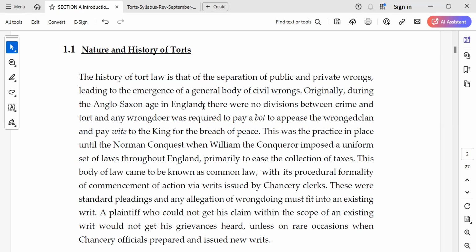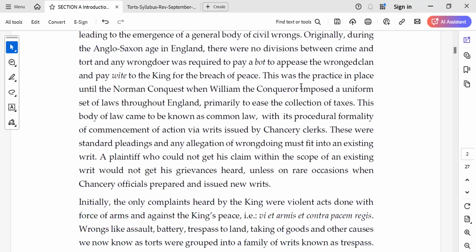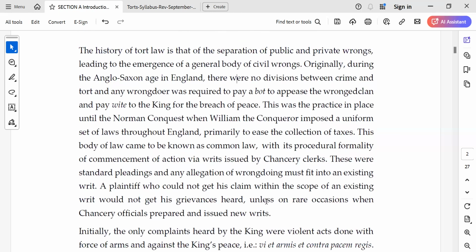Do you guys have any idea what the Anglo-Saxon age in England was and how it was? No idea, right? It's okay. We don't have to, I think. But if it keeps coming up, I'll also dig a little deeper into the background and tell you. But so far it doesn't seem that important.